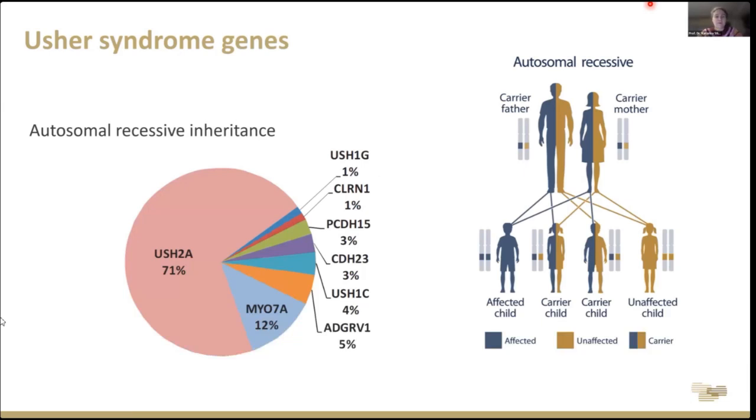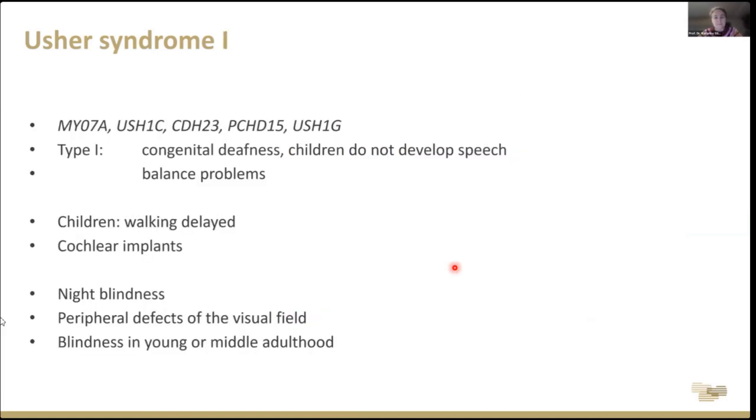I have said already there is an autosomal recessive inheritance for all of them. This is a little bit of an older diagram, but it shows quite well that USH2A, Usher syndrome 2, is the most prevalent one, followed by Usher syndrome 1B, and there are several well-known genes also causing Usher syndrome, but all of them are inherited in an autosomal recessive manner, meaning parents are carriers, and then there is a 25% chance to have an affected child.